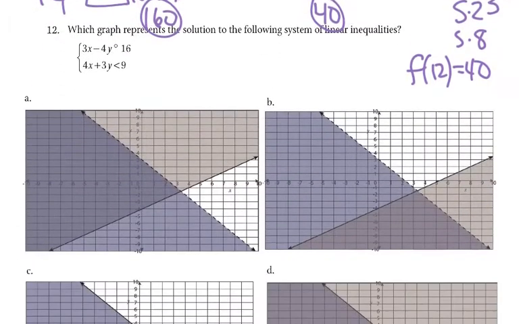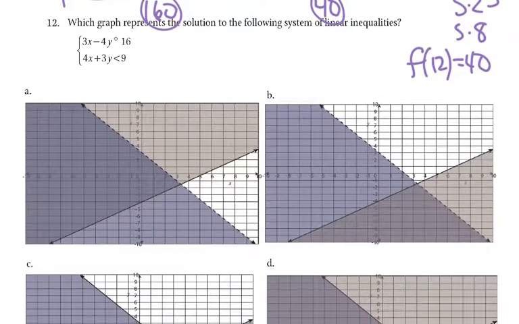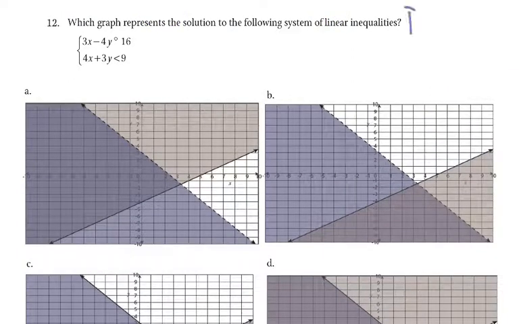Now, number 12. We want to graph an inequality. So Desmos is a great tool. You would type them in, match up. I don't know what that's supposed to be. Something happened there, didn't it? Let me hurry and check something.